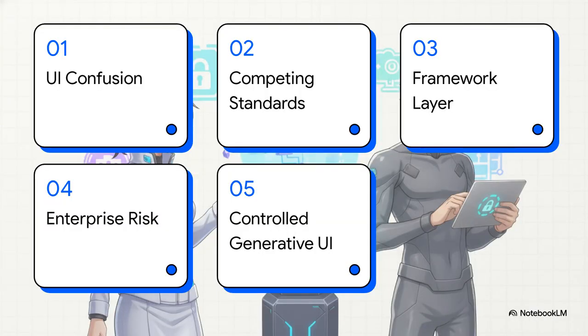Here is our roadmap for this explainer. First, the generative UI confusion. Second, 3 competing UI standards. Third, the framework layer explained. Fourth, the enterprise risk profile. And finally, number 5, controlled generative UI.